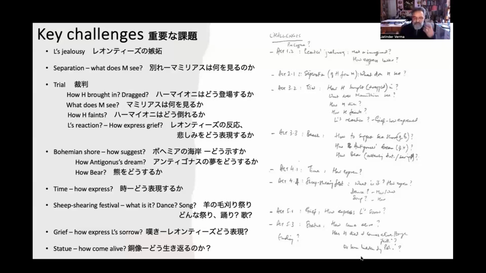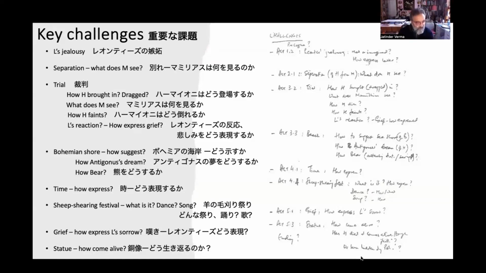Once again, it comes back to this thing of grief. How do we express Leontes' sorrow? Grief became a really important thing for me. It's one of the questions I asked all the actors at the end of the first week. I'd said to them, every single one of you has got a grief at the beginning of the story. I don't know what it is by the end of the story. That is what you have all got to find out.